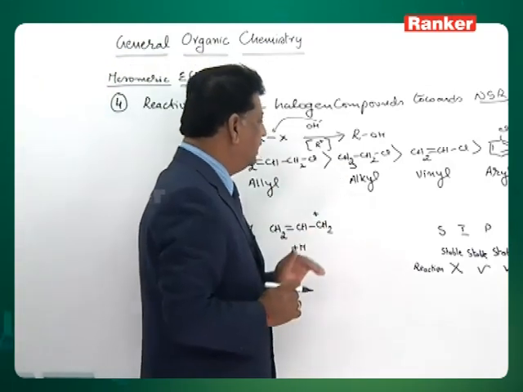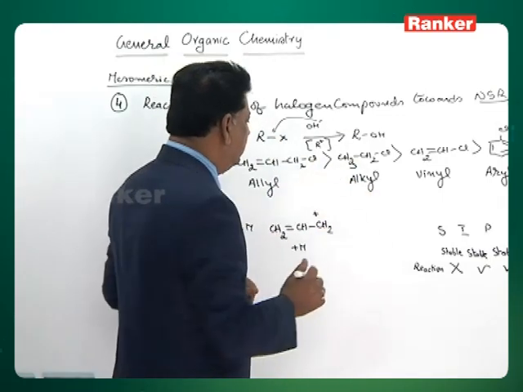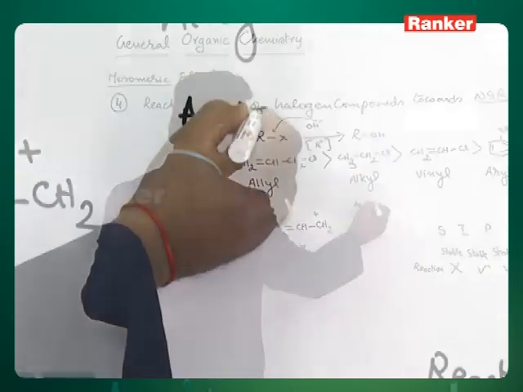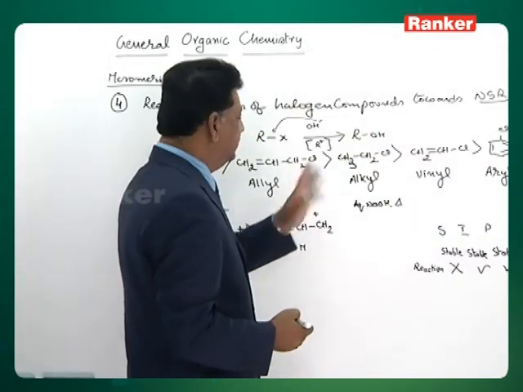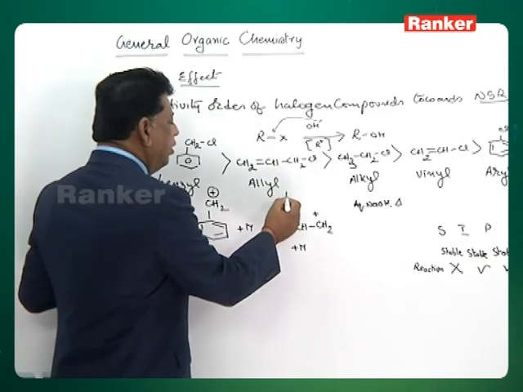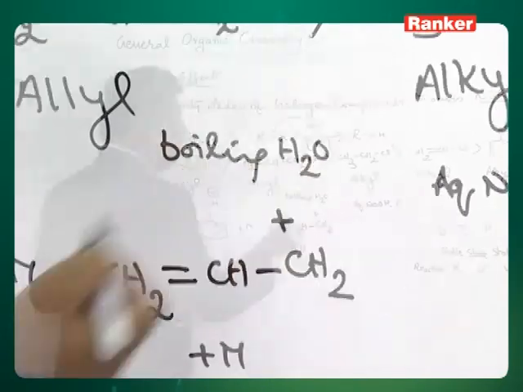When compared to the alkyl halide, to get the corresponding alcohol we need aqueous sodium hydroxide and then boil it. Boil for some time, and the reaction takes place. But whereas in the allyl chloride, just boiling water is enough. Boiling water only, no sodium hydroxide.